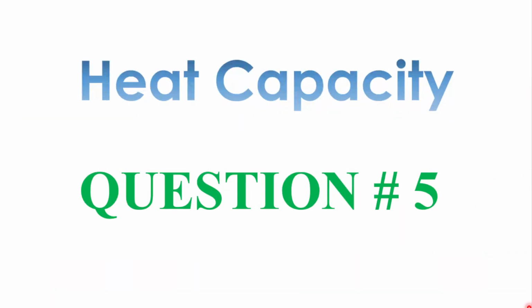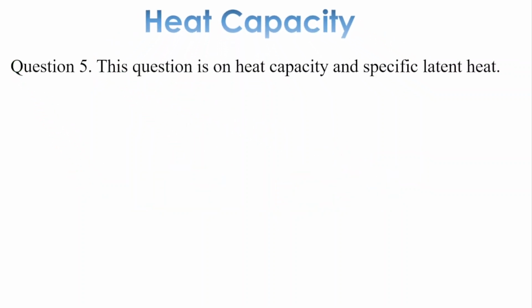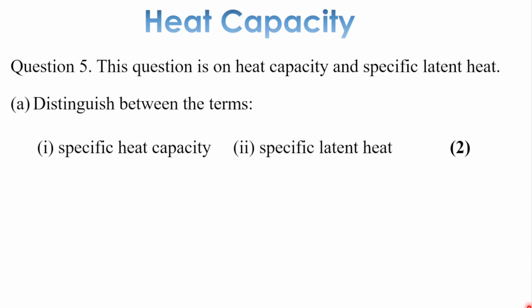And the first question is question 5, and it's about heat capacity. As the question states, this question is on heat capacity and specific latent heat. Now, what they ask us in the first part of this question is to distinguish between the terms specific heat capacity and specific latent heat for 2 marks.